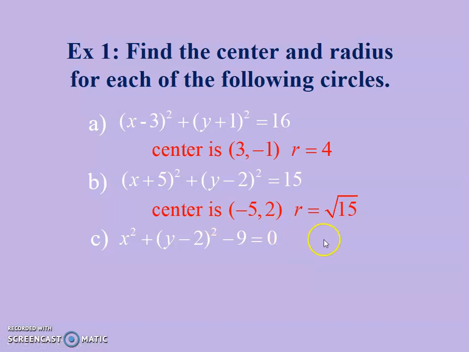And your center is negative 5, 2. And then in the last one, they try to trick you a little bit. You just simply have to add the 9 to the other side. You don't want it set equal to 0, so if you add 9 to the other side, when you go to do the x squared, that's really x minus h. H in this case is 0. And so therefore your center is 0, 2, and your r is equal to 3. Easy peasy.